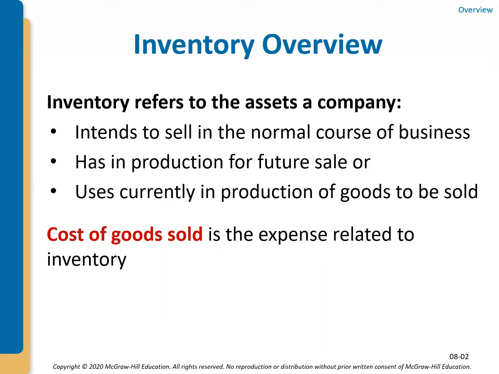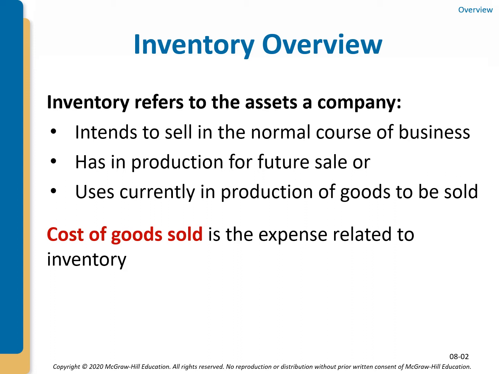We're going to start the chapter with an overview of what inventory is, and then we'll go on to talk about the costs that are capitalized in inventory on a company's balance sheet. Inventory refers to the assets a company intends to sell in the normal course of business, has in production for future sales, or uses currently in production of goods to be sold. So, three things that constitute inventory.